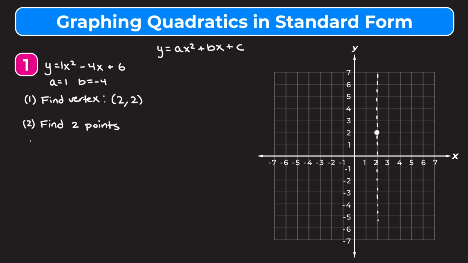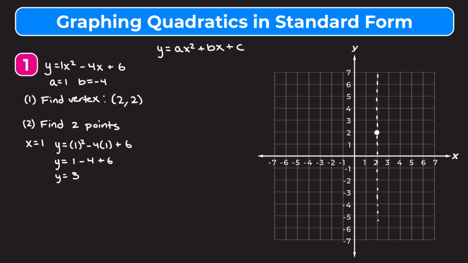So I'm going to say x equals 1. So I'm going to plug in x equals 1 into my original equation and solve for y. So we're going to have y is equal to 1 squared minus 4 times 1 plus 6. And we're going to simplify this. So y is equal to 1 squared is 1 minus 4 times 1 is 4 plus 6. And 1 minus 4 is negative 3, plus 6 is 3. So we get the point 1, 3.